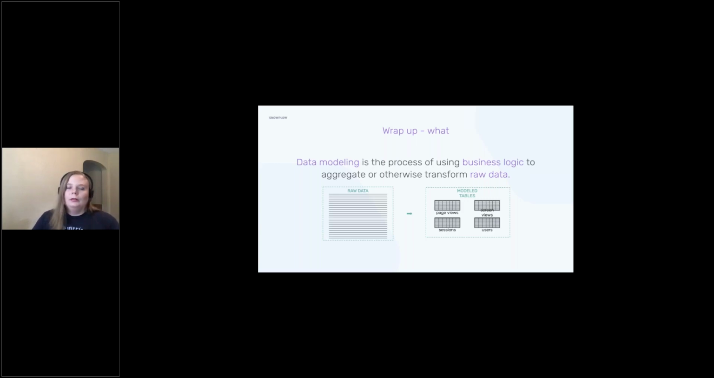So that was a lot of information. Let me wrap up the two different things I discussed here. Data modeling, like I said, is the process of using business logic to aggregate and otherwise transform raw data. So if we properly set up our tracking, we will have a huge batch of very informational raw data, which is hard to use in itself. But then we define what we need from there, and we transform it into model tables that are unique and specific to our business or our use case.